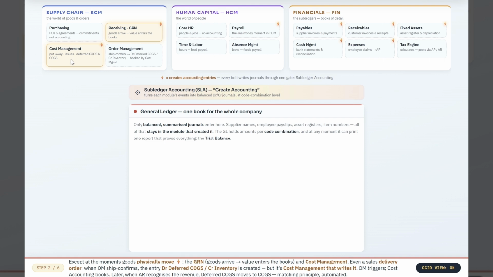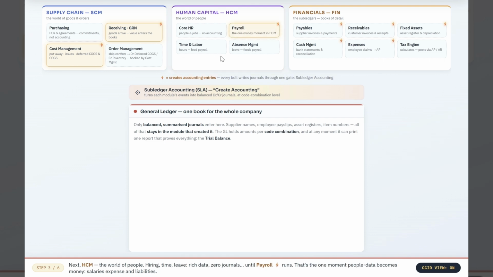Next district, HCM, the world of people. Hiring, attendance, leave, rich data but zero journals. Until payroll runs. That is the one moment where people data becomes money, salary expense, and salary payable. And finally, financials. Here, almost every module carries the bolt: payables, receivables, fixed assets, cash management, expenses. These are what we call the subledgers, detailed books that know every supplier, every customer, every asset by name.